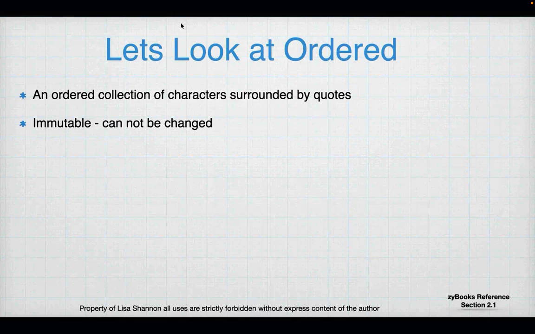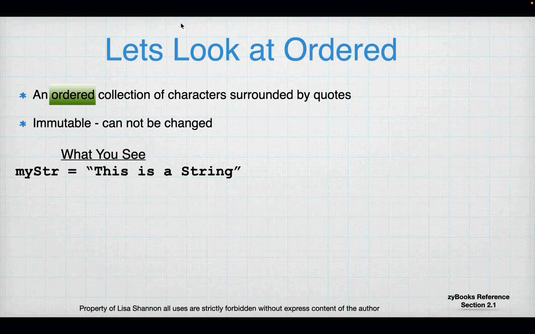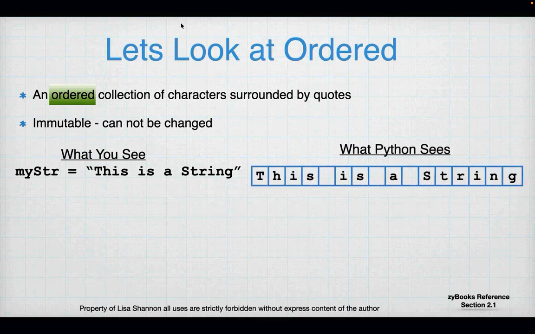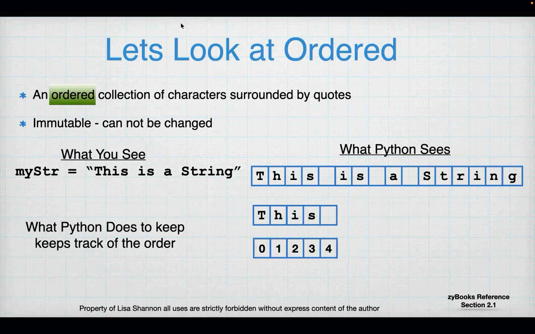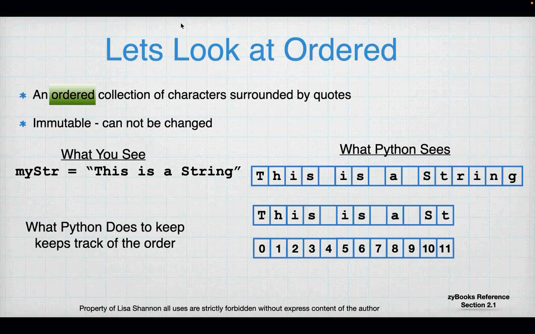Okay, so what do I mean by ordered? Well, I've got this string. Now, if I misspelled it and I said this SI is a string, it would still be an ordered collection. And how do I know that it's ordered? And what does ordered mean? Well, what Python sees is an individual list of characters. And in that list, Python automatically gives every character in that list of characters a number.